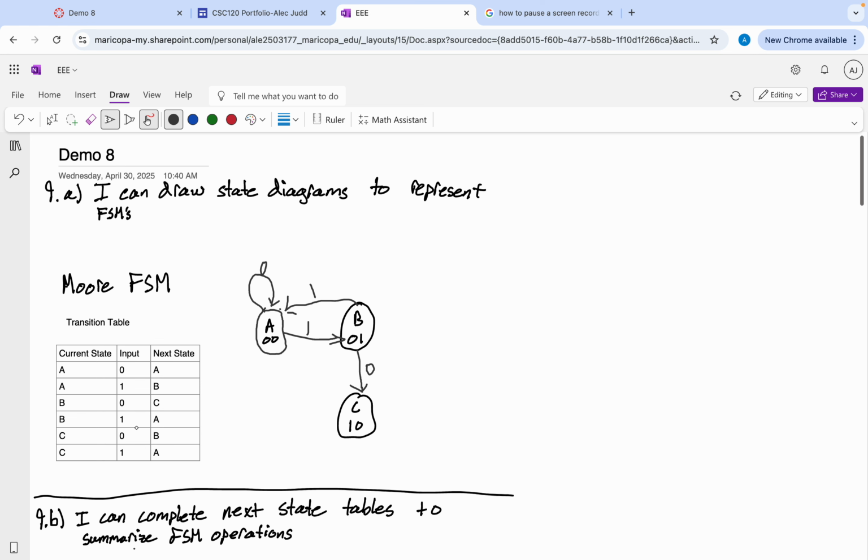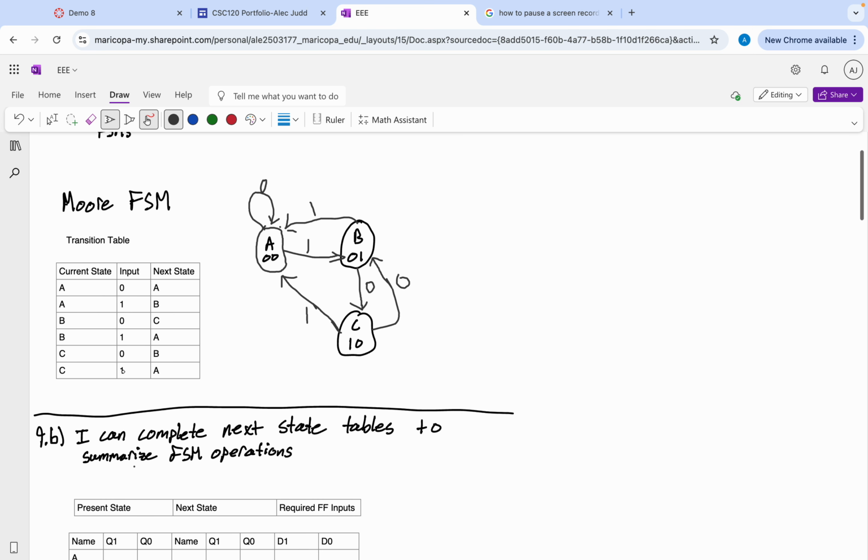Okay, so now we're in state C. C will go back to B when the input is 0, so we'll draw an arrow back to B, and that's when the input is 0. And then it will move to A when the input is 1, so we'll draw an arrow to A, and that's when the input is 1. And so that's pretty much how you draw a state diagram and the flow of it.